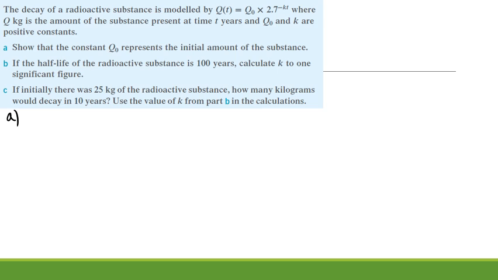So, initial amount means that our time is equal to 0. If we put in time of 0, then we have Q of 0 equals Q naught times 2.7 to the power 0. But because anything to the power 0 is just 1, we have Q naught. So we've shown it. B. If the half-life of a substance is 100 years, calculate k to one significant figure.